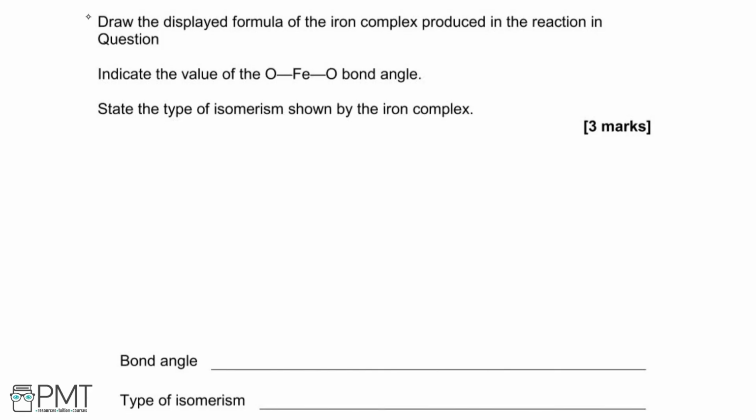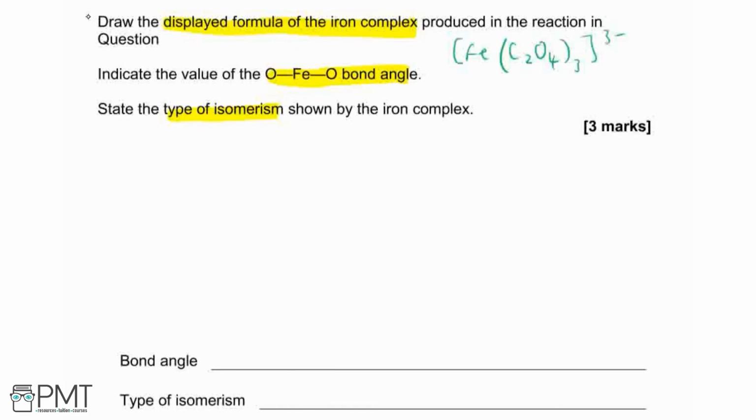For this question, we need to draw the displayed formula of the iron complex which was produced in the reaction above. So just to note, that complex had the following formula. So it was iron, and then we had 6 coordinate bonds because we had 3 units of our ethane dioate bidentate ligands there, and that had a 3- charge on it overall. We also need to indicate the value of our oxygen-iron-oxygen bond angle, and we need to state the type of isomerism which is shown by this iron complex.